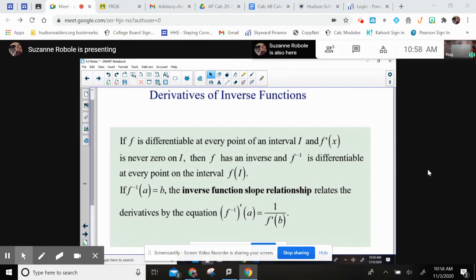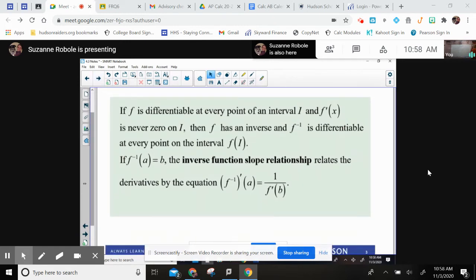On any inverse function, we need to talk about how the original function needs to be differentiable at every point on interval I. So they're giving you this interval. The derivative is never zero on that interval, so it never crosses the axis. And f has an inverse. F prime is differentiable at every point on that interval as well. So they're saying if f inverse of A equals B, the inverse slope relationship relates to the derivatives by this equation. So we have a lot of stuff going on here.